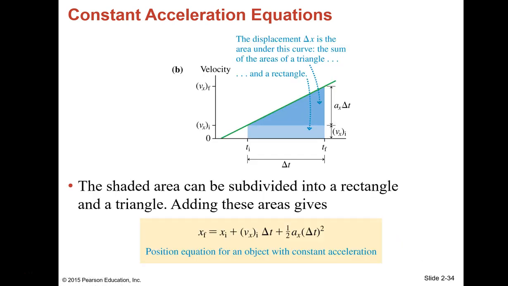Now, because it's divided up into a rectangle and a triangle, our final displacement is equal to some initial displacement that maybe we start with, plus VI delta t, that's this bottom rectangle here, plus 1/2 A t squared, that's this triangle. This is how you find the final displacement of an object if you have a constant acceleration.